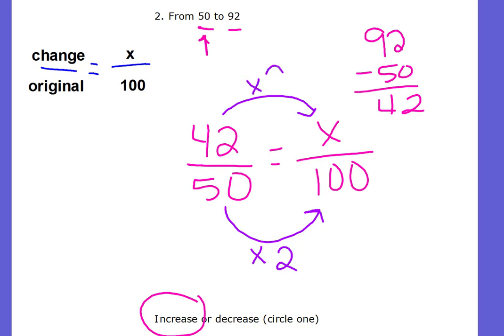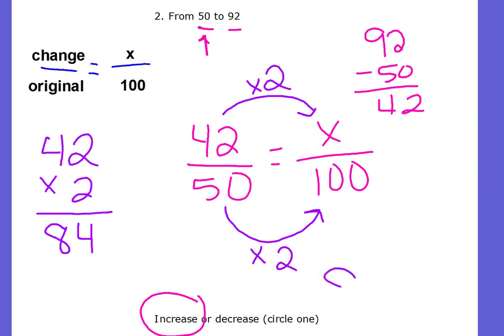So that's the same exact thing that I'm going to be doing to my numerator. So that means that I'm going to be doing 42 times 2. Go ahead and give me that percent. 2 times 2 is 4, and 2 times 4 is 8. So that means that this increased 84%.